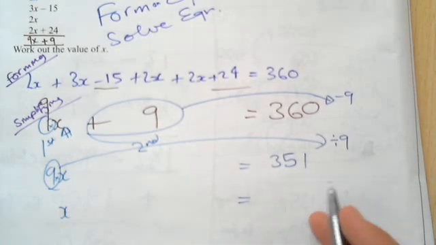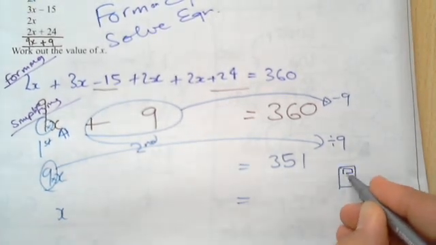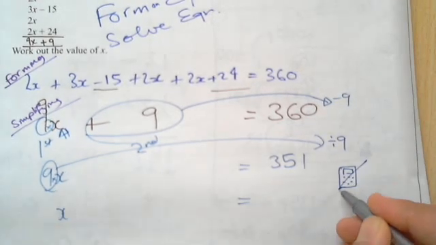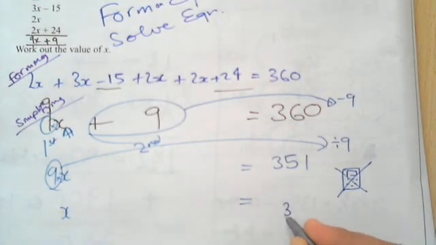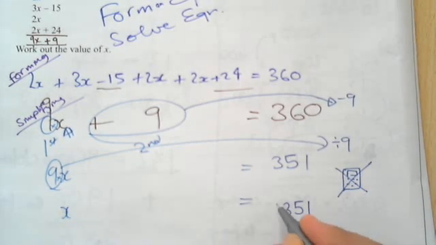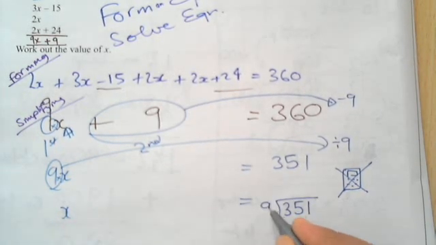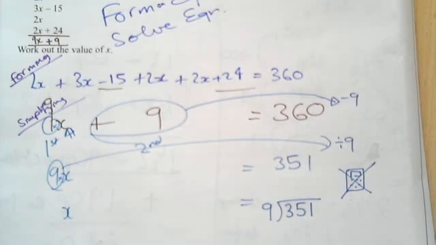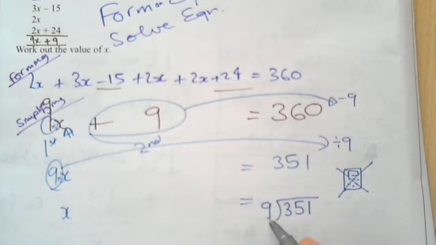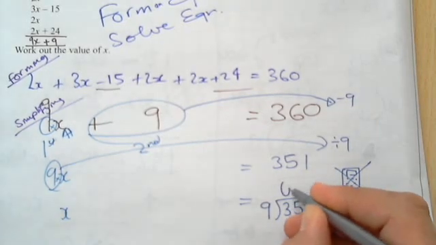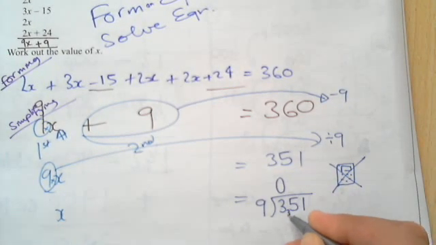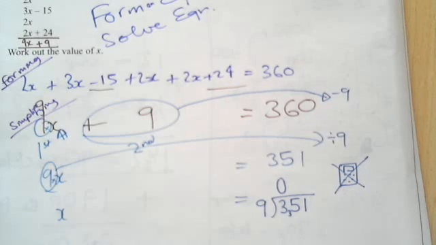Remember, this is a non-calculator paper, so the calculator is not allowed. So we use the old school method called the bus stop method that most students will be familiar with. So we have 351 divided by 9. How many 9s go into 3? Nothing, and the whole number becomes the remainder. How many 9s go into 35? So you're thinking about your times tables. 9 times 4 will give you 36, so we don't have enough.